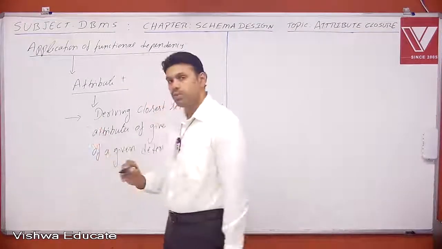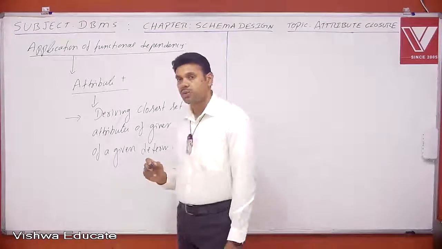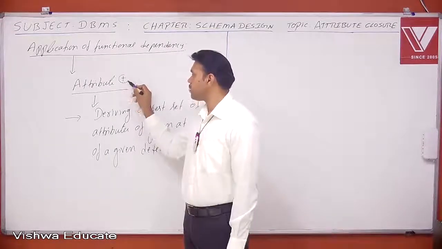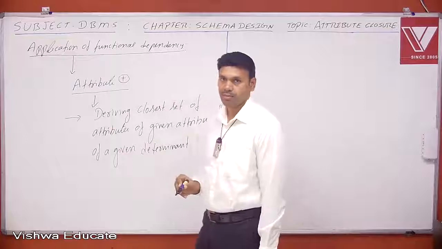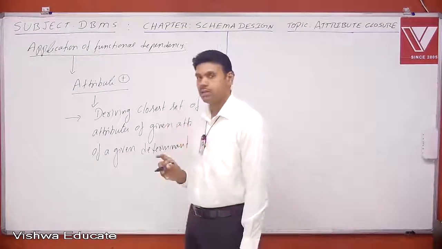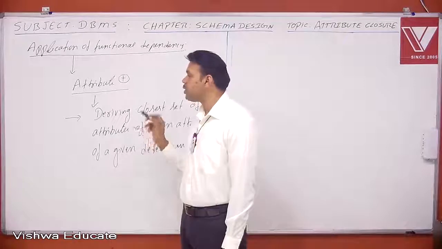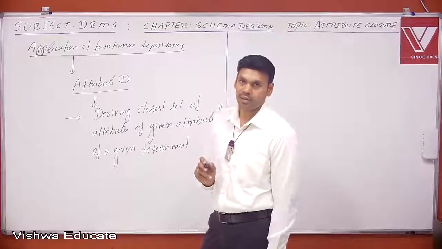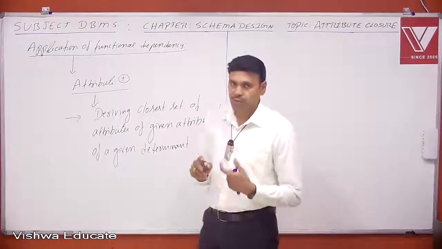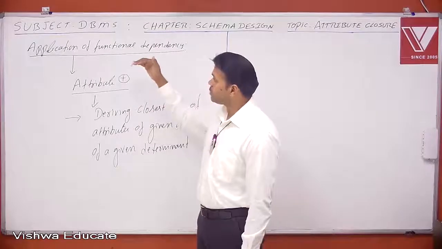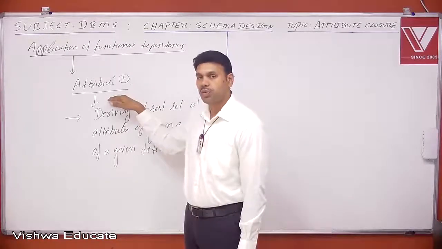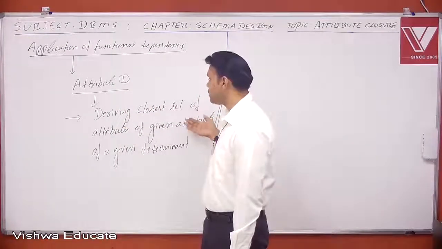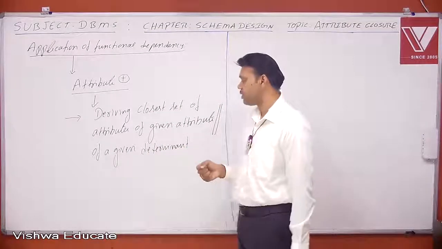Then one more important point is that attribute closure is computed by taking this sign. So using this sign, you can identify that we are computing the closures of a given determinant, right? Once again, a small recap. The application of functional dependency is nothing but attribute closure. The concept of attribute closure is nothing but derivation of closest set of attributes of a given determinant.